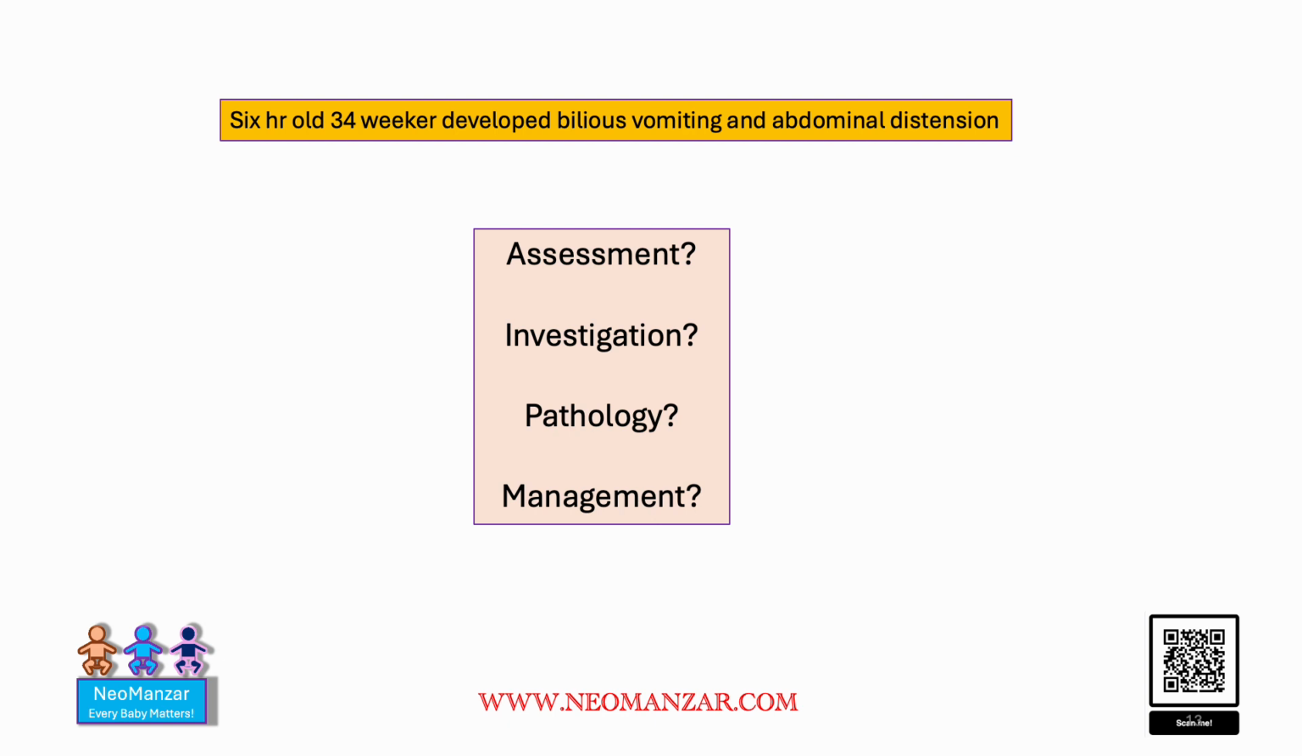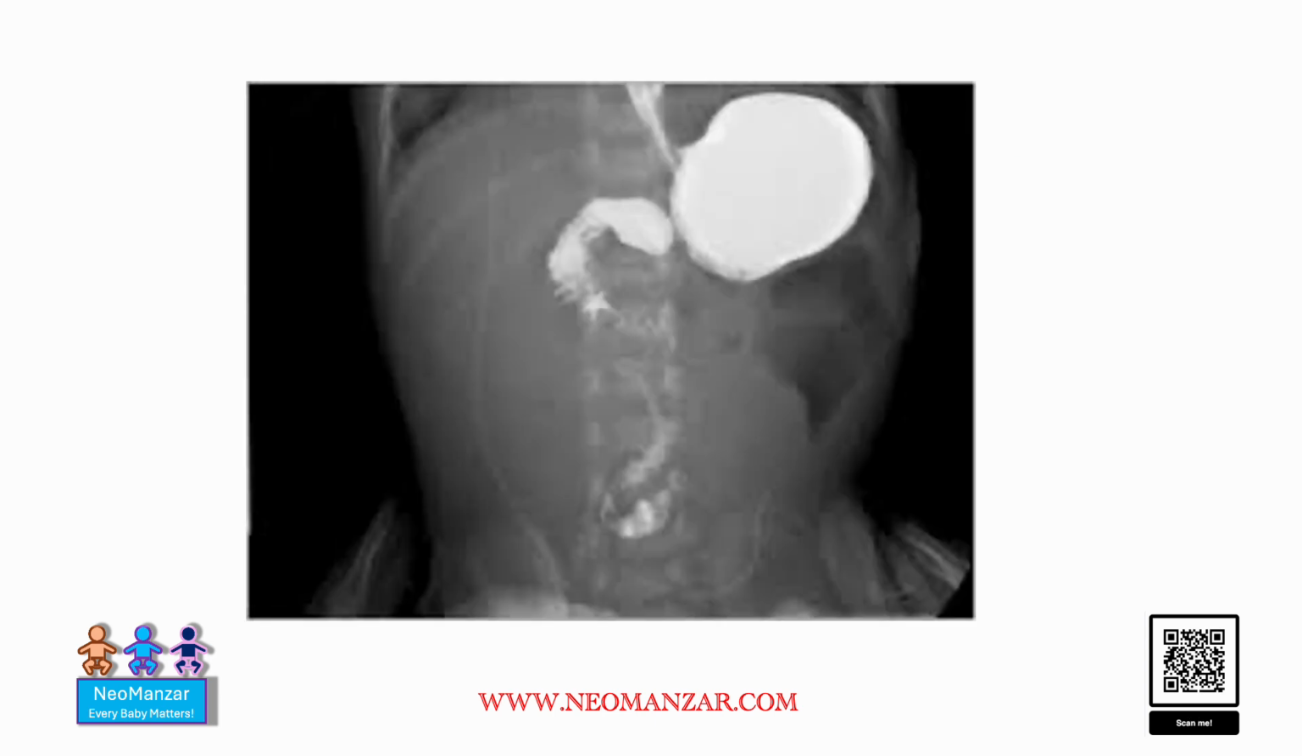So another case, a 6-hour-old 34-weeker who developed bilious emesis with abdominal distension. What assessment will you do? What investigation? What is the pathology here? What is the management? So you see this x-ray, this is a classic x-ray, and we call it a corkscrew or apple peel sign, which is classical of malrotation. And this is an emergency, especially you want to rule out if there is volvulus or not. So please be careful whenever a baby presents early with bilious vomiting.